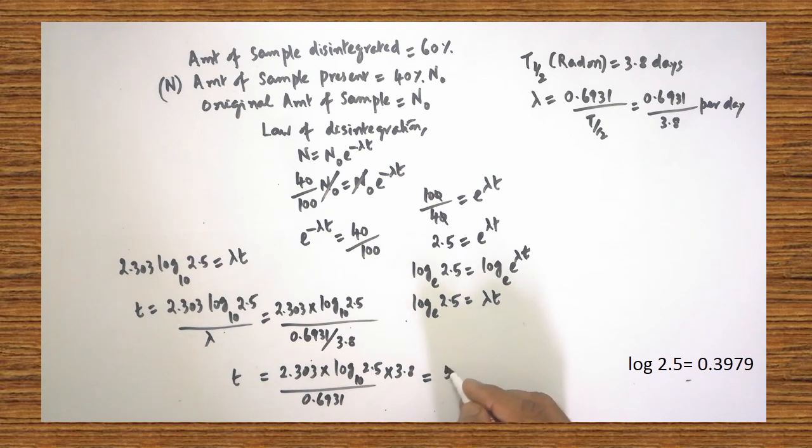Finally, the answer will be 5.023 days. So this is the final answer. What does this answer indicate? It indicates that the time required for 60% of the sample of radon to undergo decay is 5.023 days.